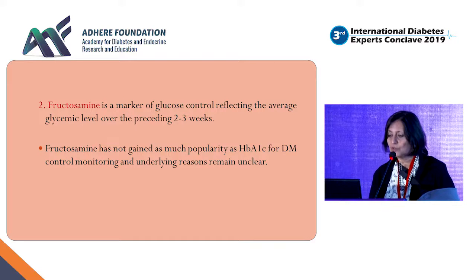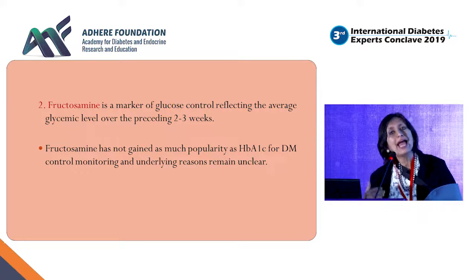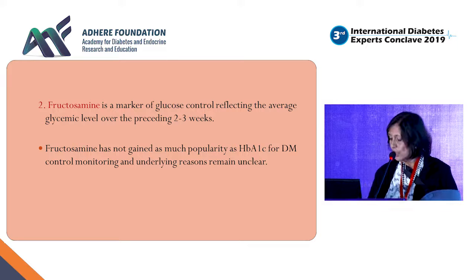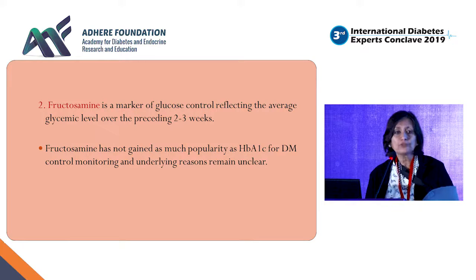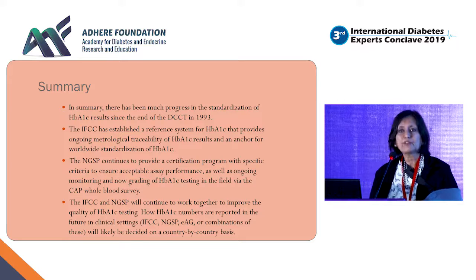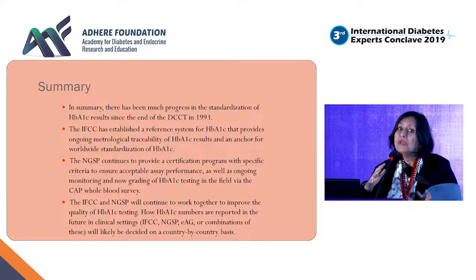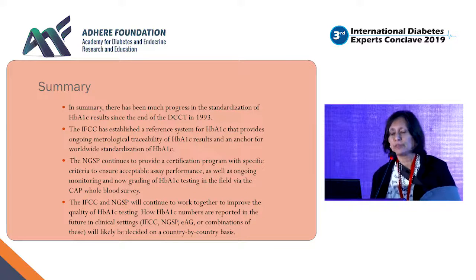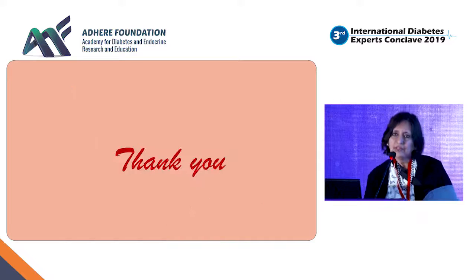Fructosamine is another marker of glucose control and has not gained much popularity yet, but these are the markers which we will have to look at in the near future. We will have to have a lot of other parameters and equipment which will take care of the newer parameters apart from HbA1c, unless we have methodologies which standardize the NGSP and IFCC methods. Maybe we will have to migrate to either fructosamine or glycated albumin. Thank you very much.